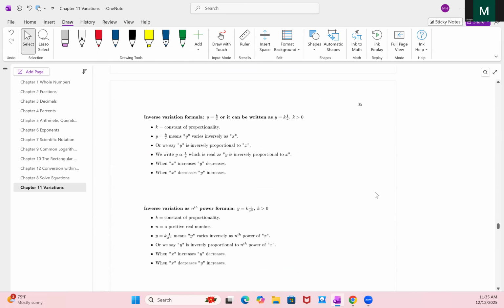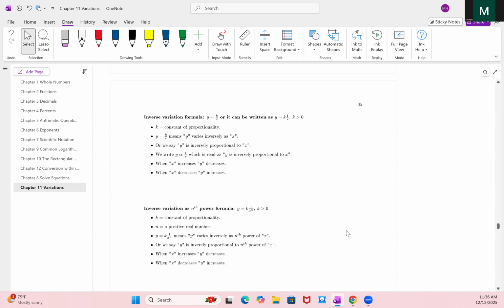And then we have inverse variation. The formula is y is equal to k over x, or it can be written as y is equal to k times 1 over x. k is the constant of proportionality. y is equal to k over x means y varies inversely as x, or we say y is inversely proportional to x. We write y, with the proportional symbol, proportional to 1 over x, which is read as y is inversely proportional to x. When x increases, y decreases. When x decreases, y increases.